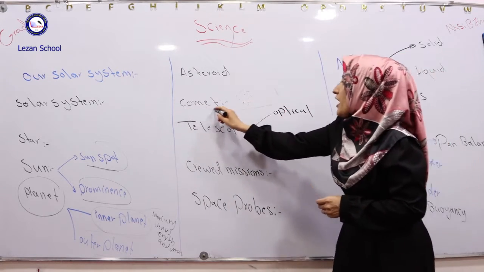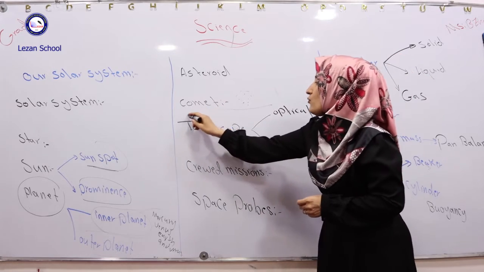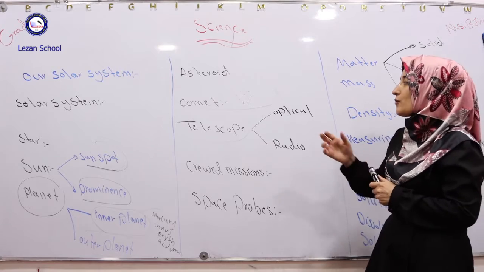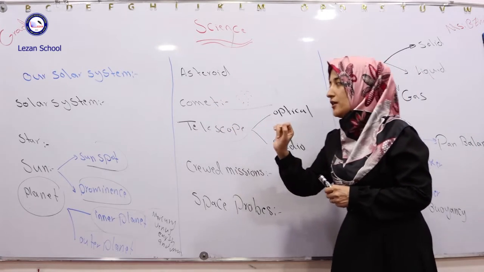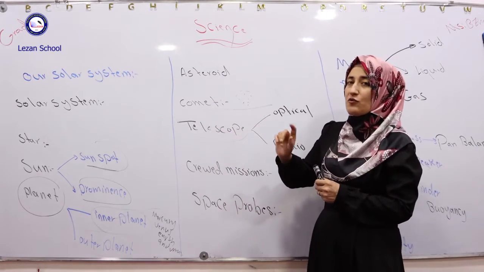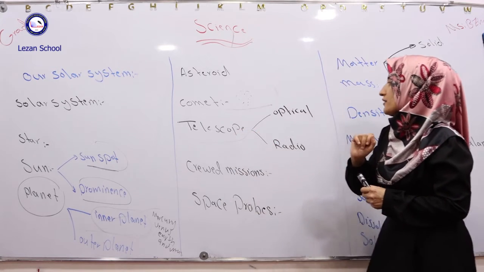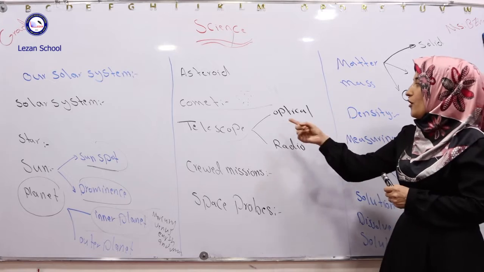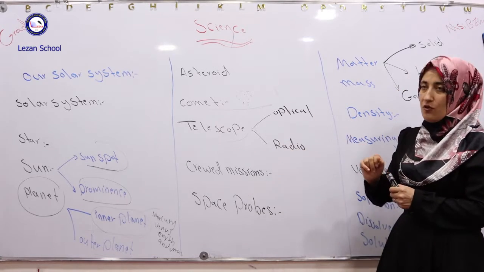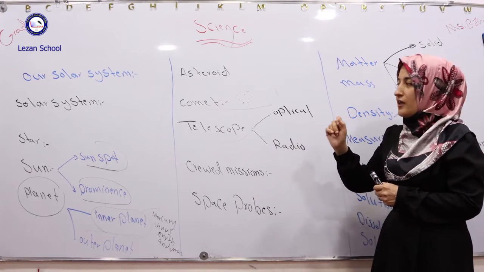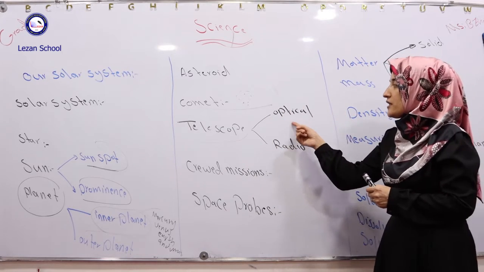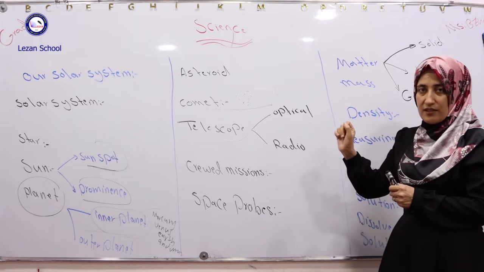Okay, after we have telescope. We said what's a telescope? Telescope is a device people use to observe distant objects. We have two types of telescope: optical telescope and radio telescope. Optical telescope is a type of telescope that uses lenses to magnify objects.